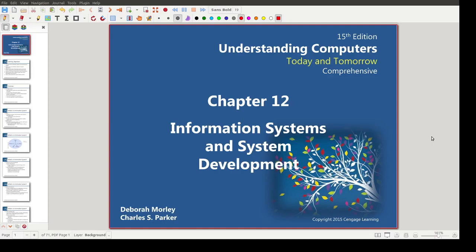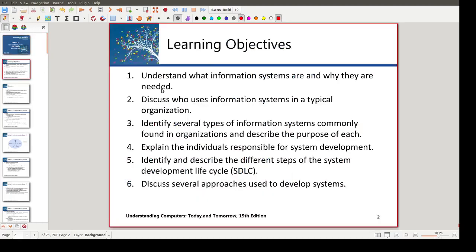Today inshallah we are going to cover chapter 12 from the book Understanding Computers Today and Tomorrow, which is titled Information Systems and System Development. We will start our lecture today by knowing the learning objectives of this chapter.